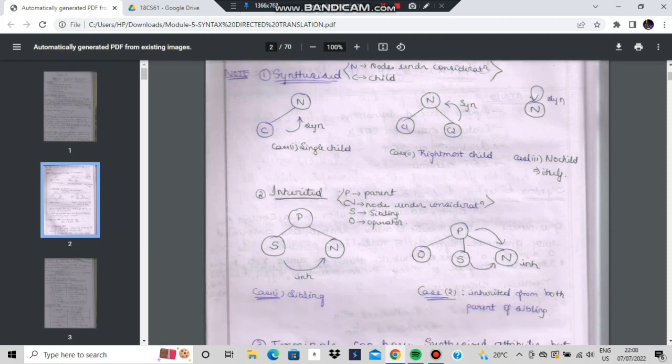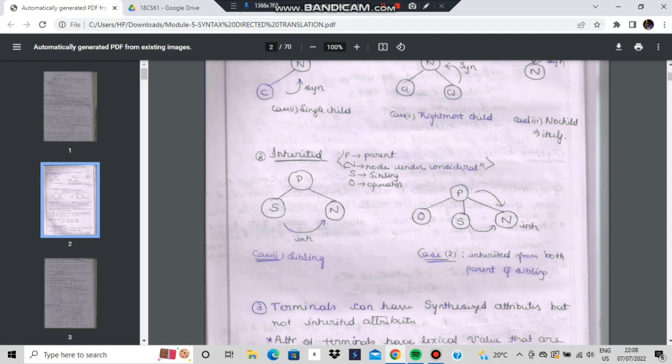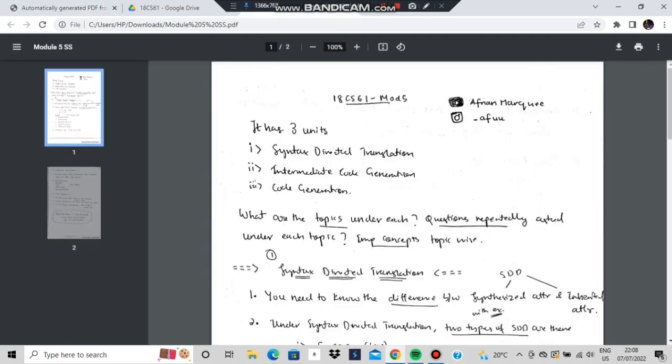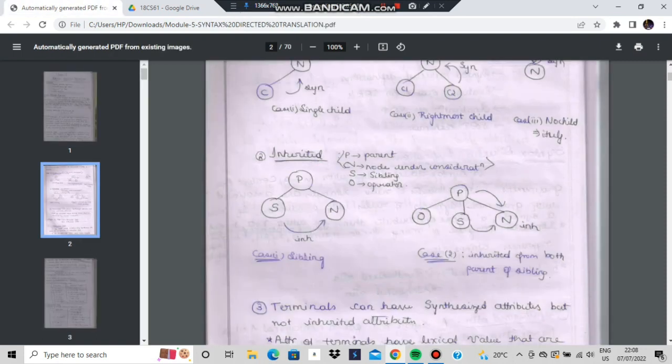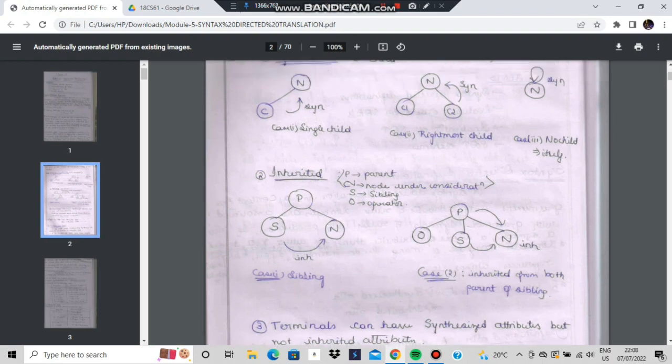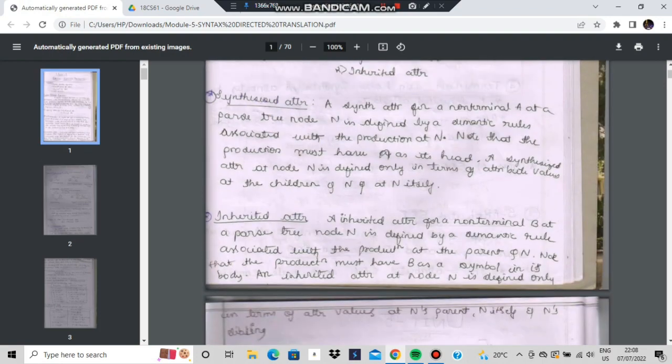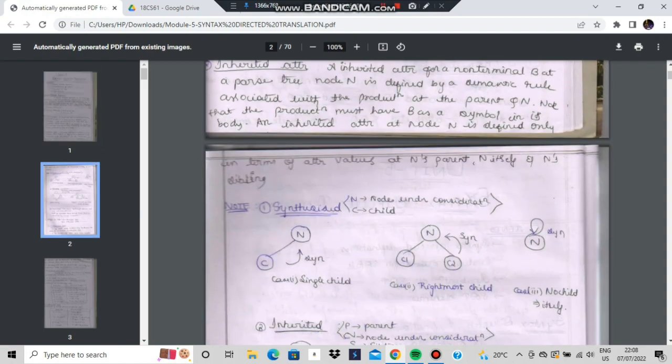In inherited, you can go from sibling to sibling also, and parent to child also. Both are possible. In the first one, only one is possible. In this, both are possible. So that's the difference between synthesized and inherited attribute. You can give an example of this, and for the theory part you can go through it. The same as what I told you: it is written as from parent to child, and from sibling to sibling is also possible. That's the difference between synthesized and inherited attribute.